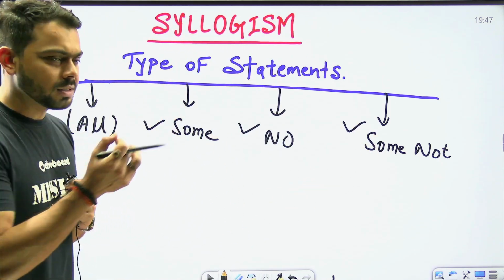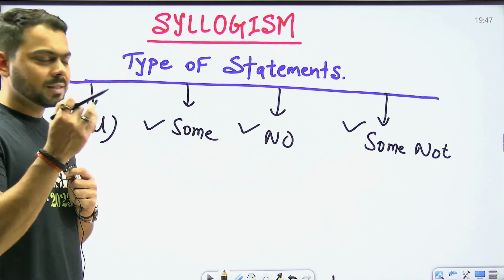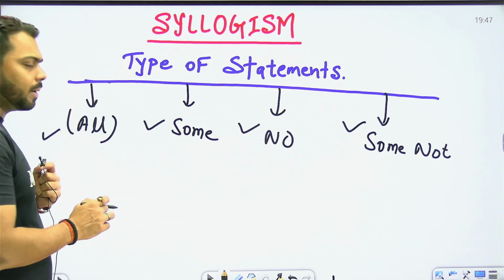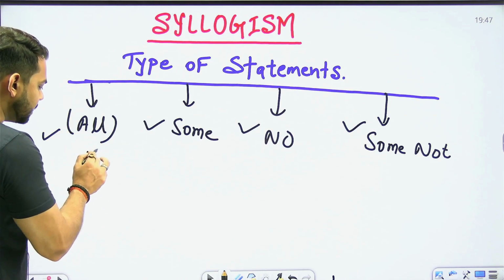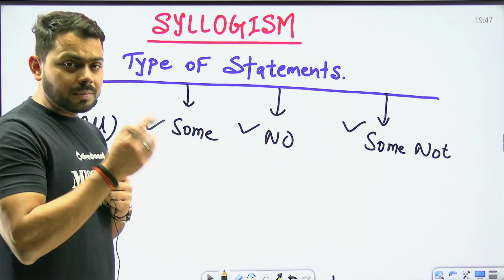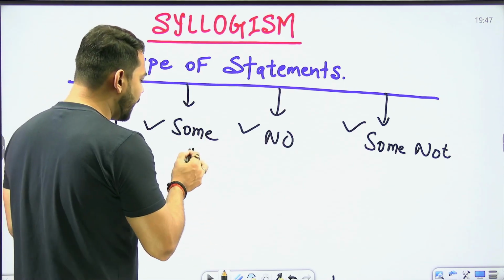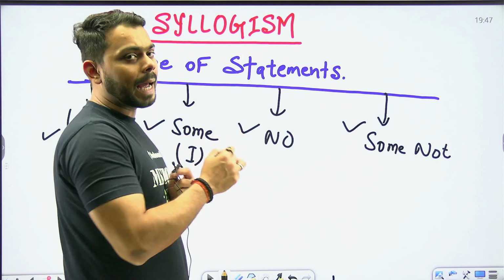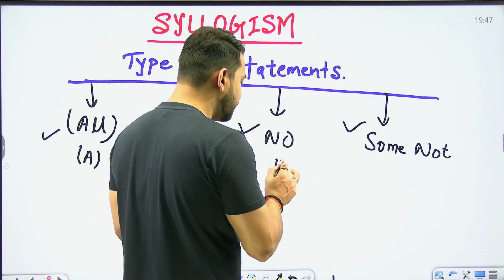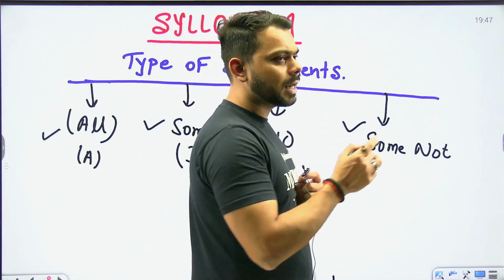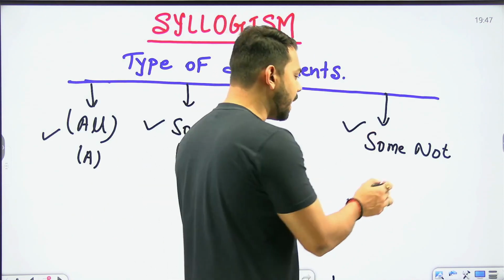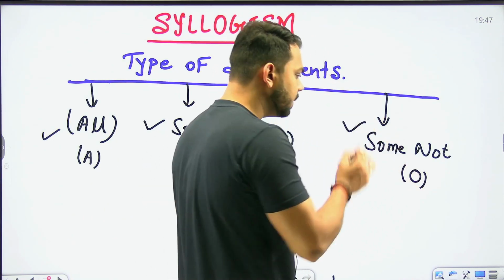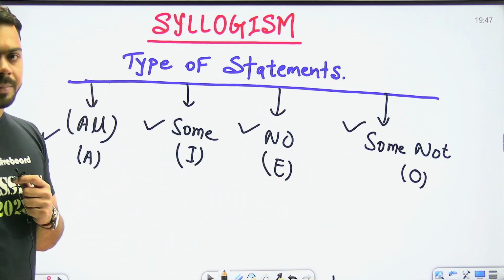There is a keyword which defines all these statements. For example, for the all type of statement, the keyword is A. For the some type of statement, the keyword is I. For the no type of statement, the keyword is E. And for the some not type of statement, the keyword is O. Right? So these are the four types of statements.